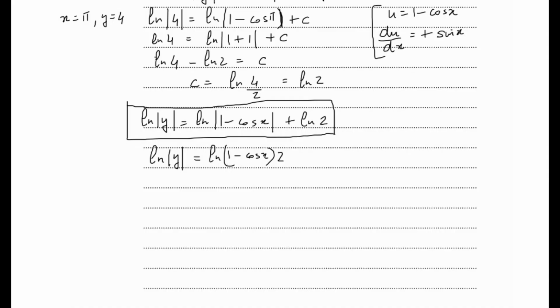And then you want to make y the subject. In this case, you can just equate the two terms, because there's a single log on each side. So y is equal to 2 times 1 minus cos x. And that's your final answer.